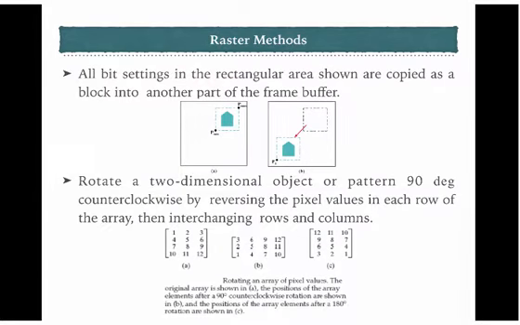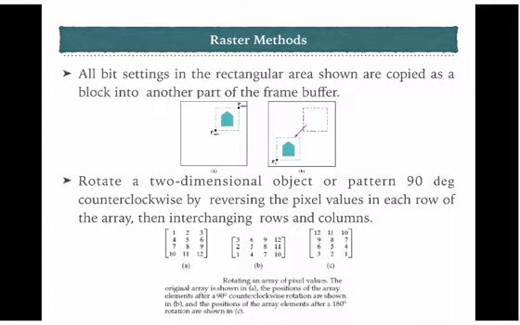Raster methods. All bit settings in the rectangular area shown are copied as a block into another part of the frame buffer. As you can see, all the points of the 2D object are copied into a different frame. Rotate a two-dimensional object or pattern 90 degrees counterclockwise by reversing the pixel values in each row of the array, then interchanging the rows and columns.